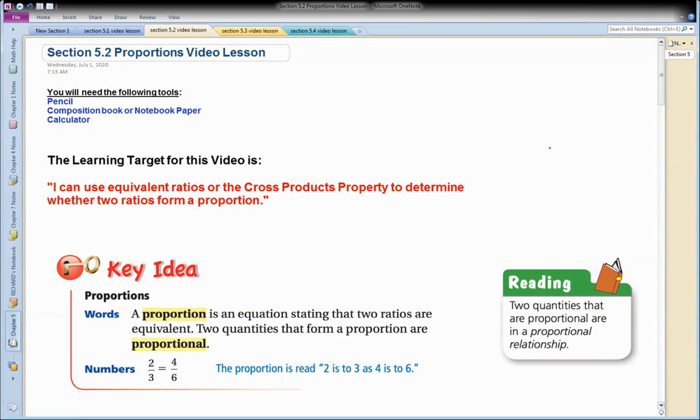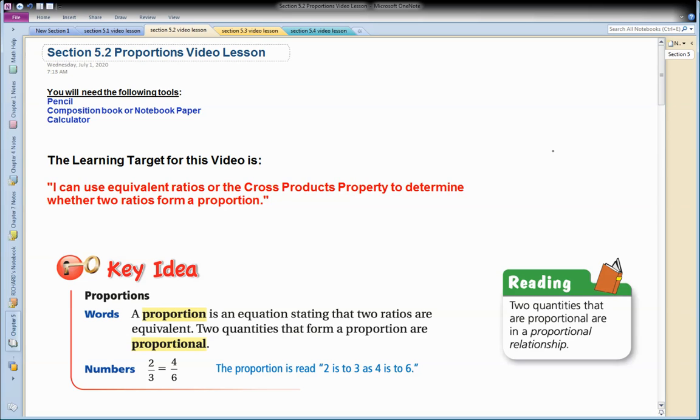Hey everybody, Mr. Odom here, and I'm going to cover section 5.2, which is proportions. So we're going to learn about what a proportion is, and we're going to learn about what the cross products property is. That's a pretty powerful property, and you'll use it quite a bit.